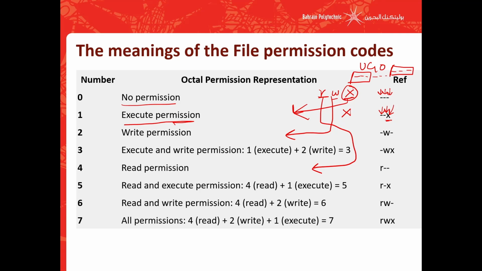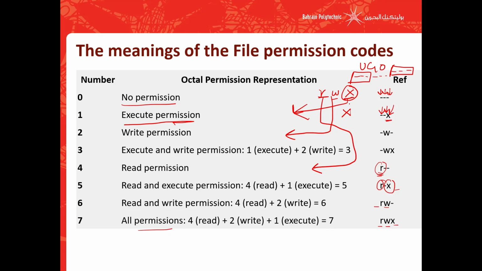If you have X in any of them, you have execute permission. If you have W, you have write permission. If you have WX, that means you have write permission and execute permission. If you have R, that means you have read permission. If you have R and X, you have read and execute, then read and write, and then read, write, execute. This means you have all the permissions.